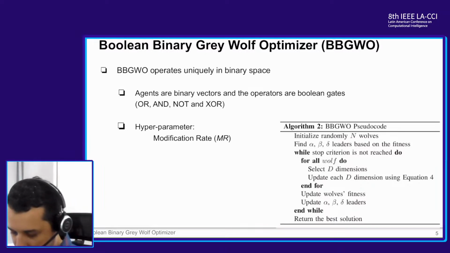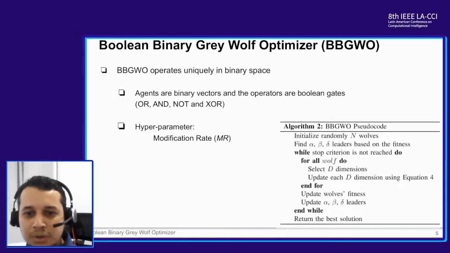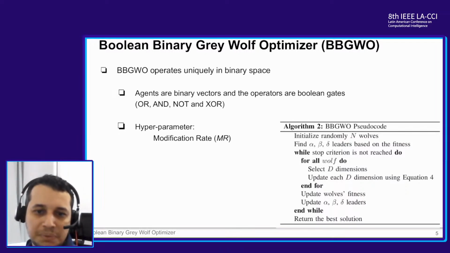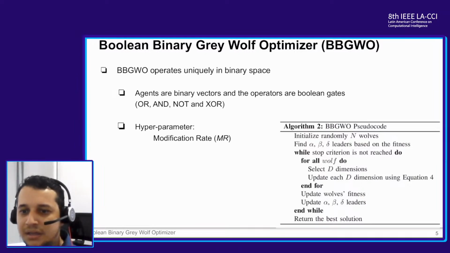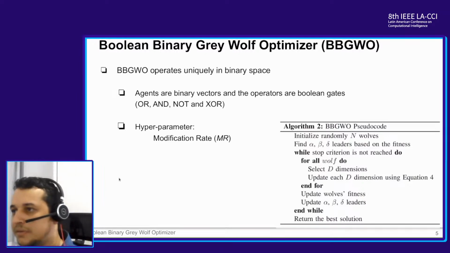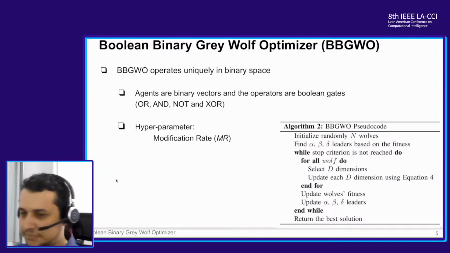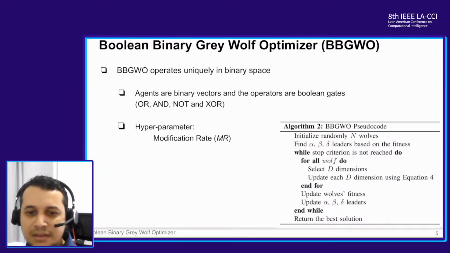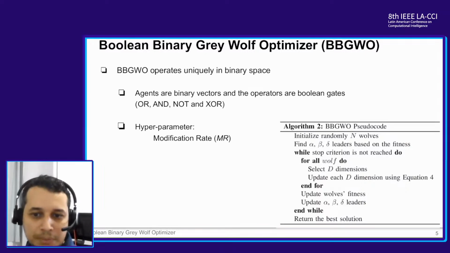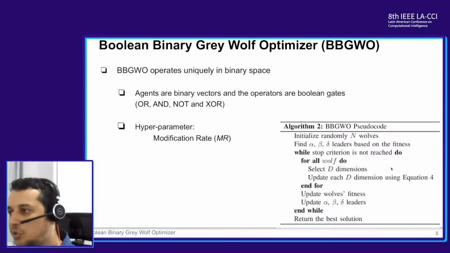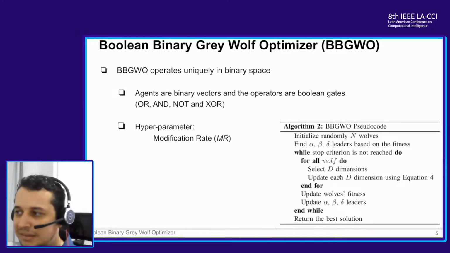Now I'll show you our binary proposal. We created the Boolean binary Gray Wolf Optimizer, BBGWO. It is a binary version of GWO that uniquely operates in the binary space. Our agents are binary vectors, and the interactions are also performed in the binary domain, using Boolean gates such as OR, NOT, and XOR, sorry. We added a hyperparameter called modification rate, which represents the number of positions changed per iteration in each agent. Our proposal is simple to implement, and it follows the same GWO pseudocode, as we show here. We only change the movement equation. Here you see that we apply our movement equation in the selected D dimensions that we choose based on the modification rate.